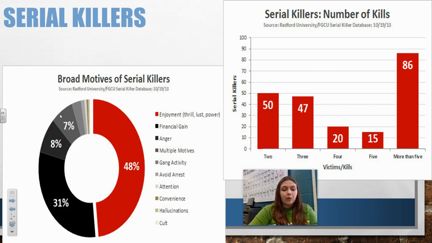And then anger, multiple motives, so different things, gang activity, which I don't really count, but I guess is technically a serial killer, hallucinations, cult, all that kind of weirder stuff down here. And then serial killers, number of kills. On average, having 2 kills can still be considered a serial killer, depending on which rule you're using. 3, 4, 5, or more than 5. The majority of the ones that we'll talk about have killed more than 5 people.